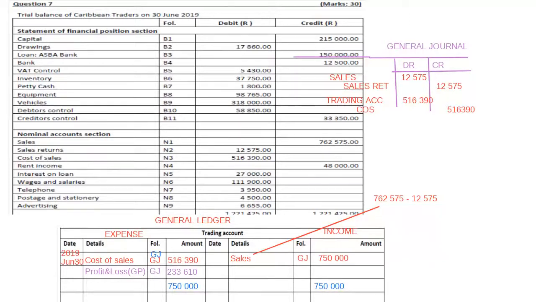Are you okay, Humaria? I wish I could have more time to show you the GJ, guys. The GJ is just doing the opposite of what you see here, okay? But don't worry, let me go to the profit and loss.